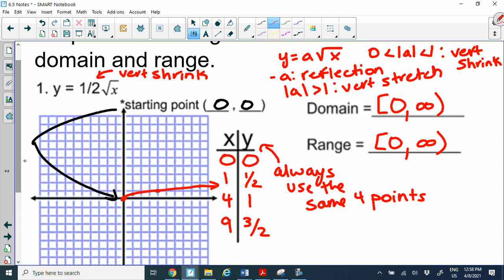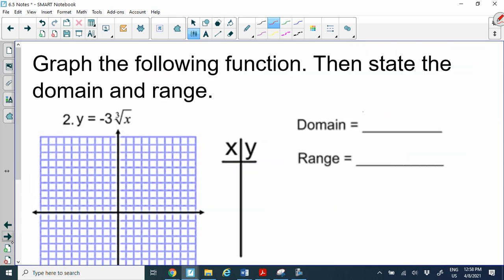So you will always use your starting point to help you figure out your domain and your range. Okay, now let's do one with a cube root. This is going to be the same thing. Here we have y equals -3 times the cube root of x. So notice we are negative, so there is going to be a reflection. That means our graph is going to flip. And make sure you take the absolute value of your a, since the absolute value of -3 is 3, and that's greater than 1, we are going to have a vertical stretch.